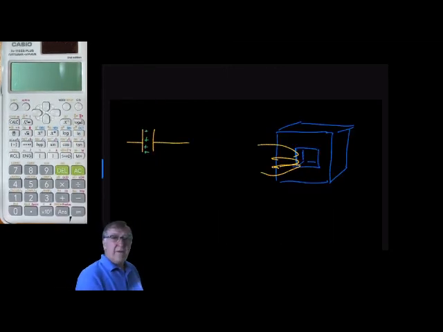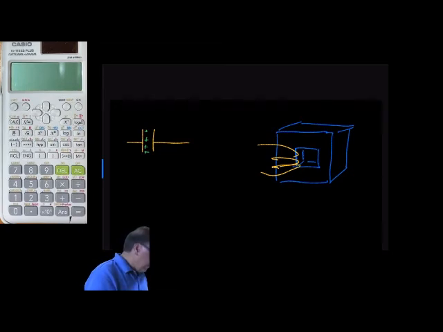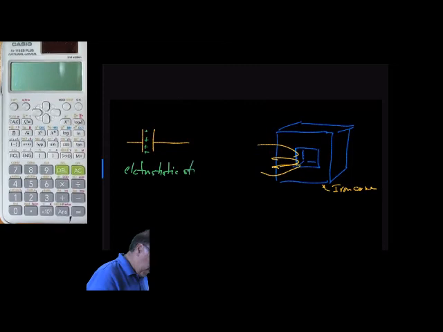So let's go back now and talk about capacitors and inductors. A capacitor has two plates with a dielectric or an insulator between the two plates. We have an inductor, which is an iron core. The capacitor has electrostatic storage, and the inductor has magnetic storage.